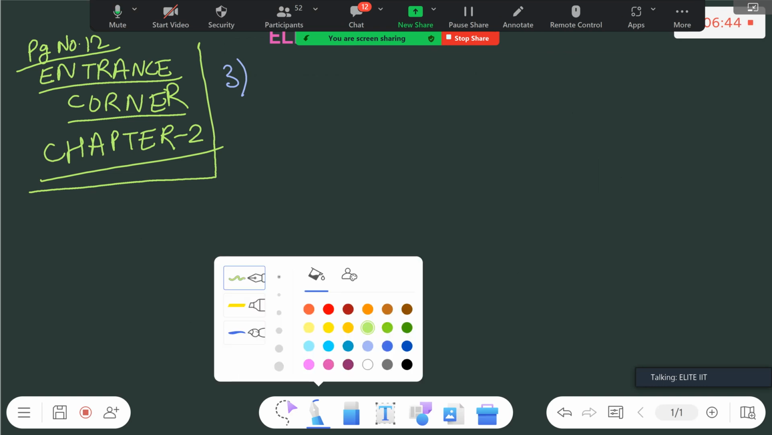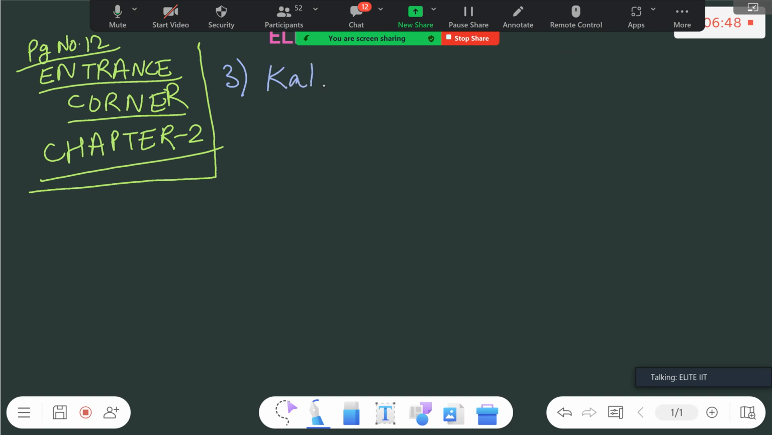So, let us assume, suppose Kaku's marks as 7. Kaku got 7 marks less than Bakshi. Nobody's marks is given. So, suppose Kaku's marks equal to X. Okay? Kaku's marks equal to X.